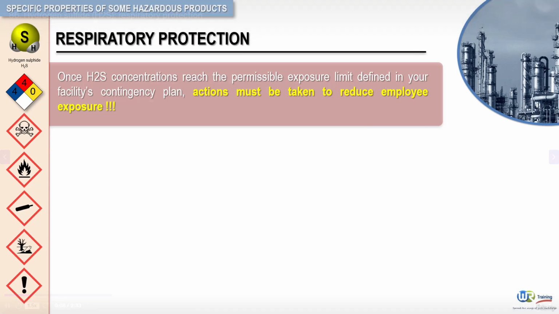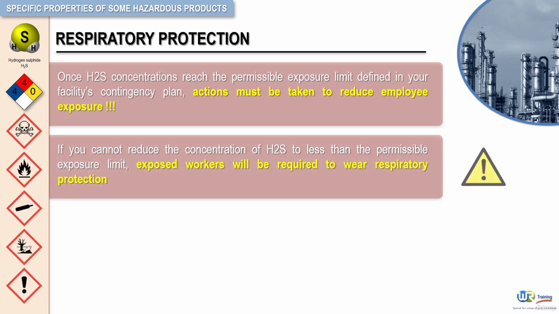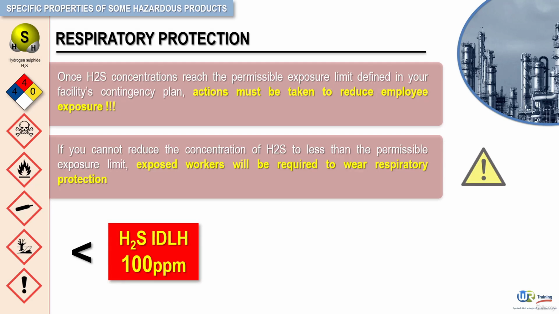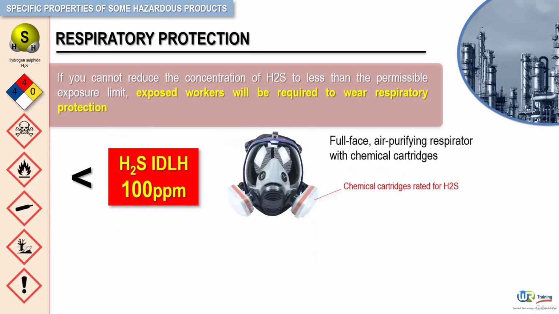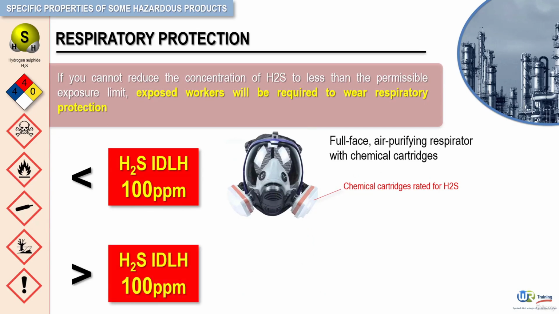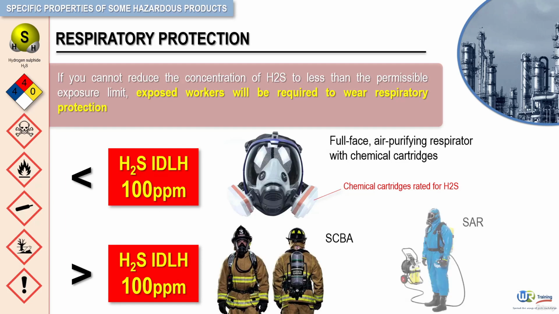If you cannot reduce the concentration of hydrogen sulfide to less than the permissible exposure limit, exposed workers will be required to wear respiratory protection. For concentrations of hydrogen sulfide below the IDLH level of 100 ppm, a full-face air purifying respirator with chemical cartridges rated for hydrogen sulfide may be used. For concentrations above 100 ppm, or when entering an area of unknown concentration levels, an SCBA or SAR is required, as highlighted here.